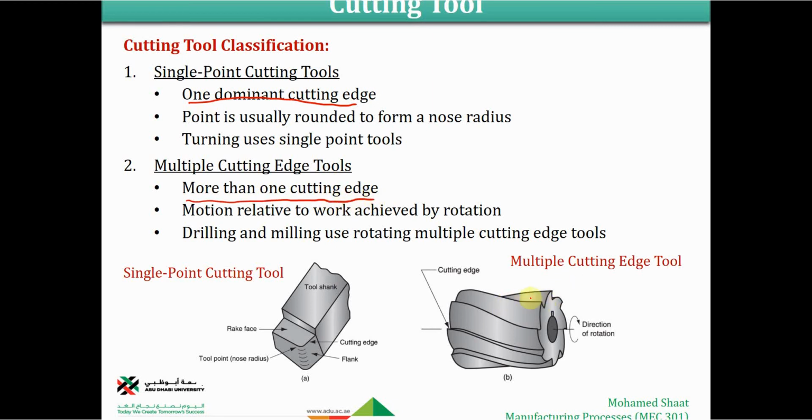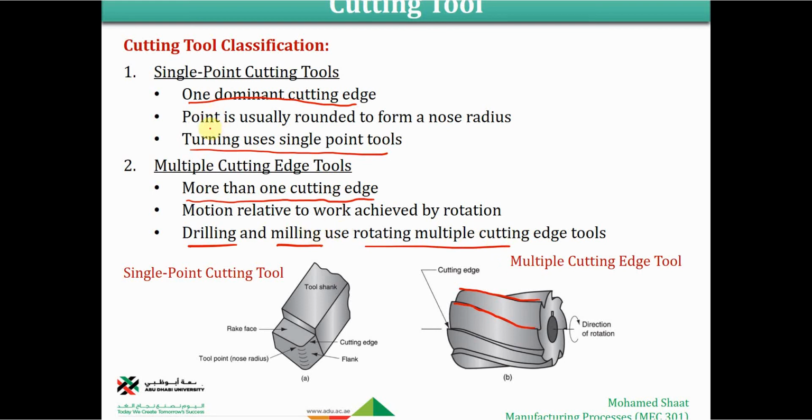This is the cutter of the milling operation. It has multiple cutting edges. This is one cutting edge, and you have another cutting edge, and so on. Like in the twist drill, how many cutting edges? You would have two. So that's why the twist drill is classified as a multiple cutting edge tool. But if it is only one cutting edge, it will be classified as a single point cutting tool, like the one that is used for the turning operation. Also the tool that is used for the shaping operation is a single point cutting tool, right? But the tool that is used for milling, drilling, grinding is a multiple cutting edge tool.